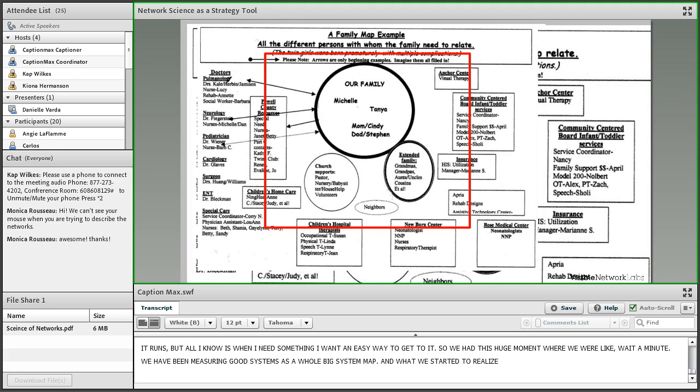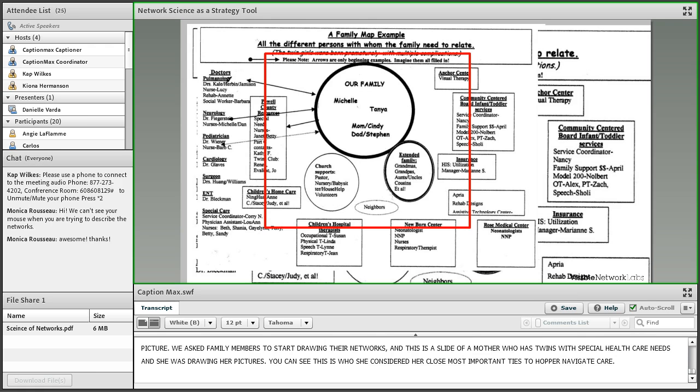All I know is that when I need something, I want an easy way to get to it. So we had this huge aha moment where we were like, wait a minute, we've been measuring good systems as the whole big system map. And what we started to realize was that we didn't actually have a family node in our big network picture.